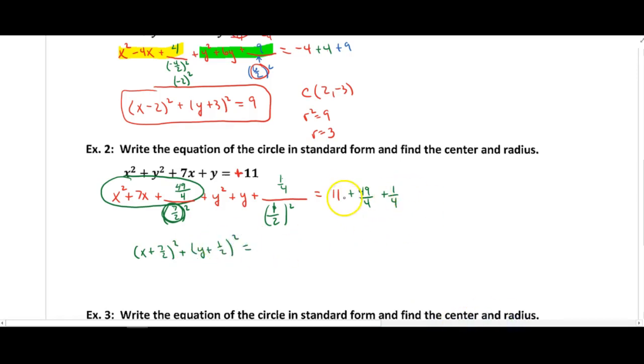squared equals, when I add these together, 11 plus 49 over 4 plus 1/4. So when you add these together, 11 plus 49 over 4 plus 1 over 4, what you're going to get is 47 over 2 after you reduce. So right away, the center here would be at -7/2, comma, -1/2, and my radius would be the square root of 47 over 2.